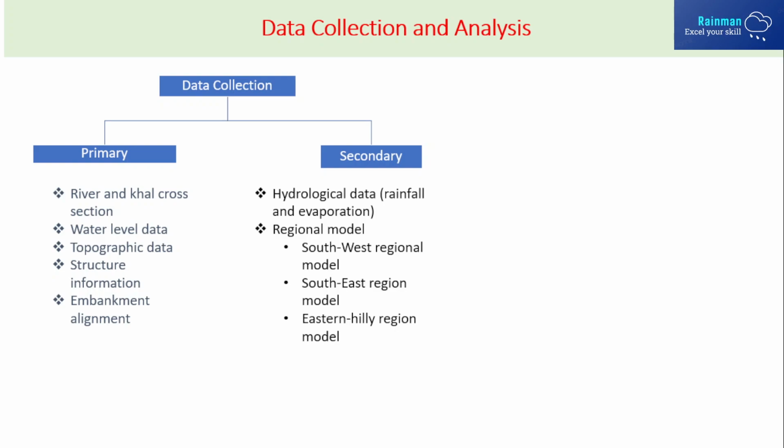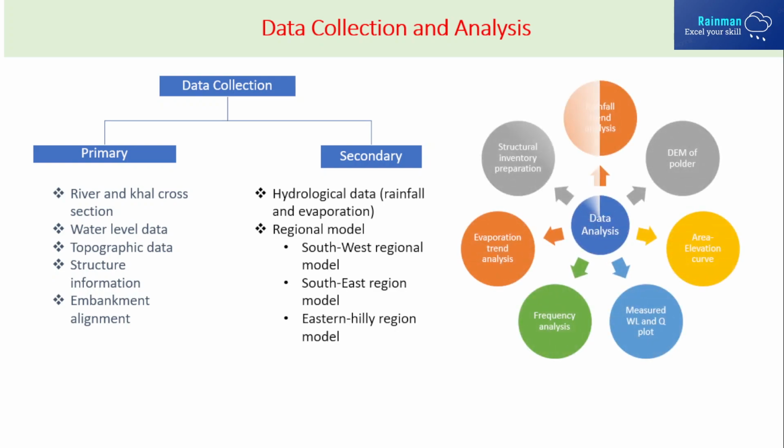for the drainage model, and for secondary data we used rainfall and evaporation, which has been collected from BMD and Water Development Board. And we have 3 regional models, like the Southwest Regional Model, Southeast, and the Eastern Hill Region model, that have been used for this research work.